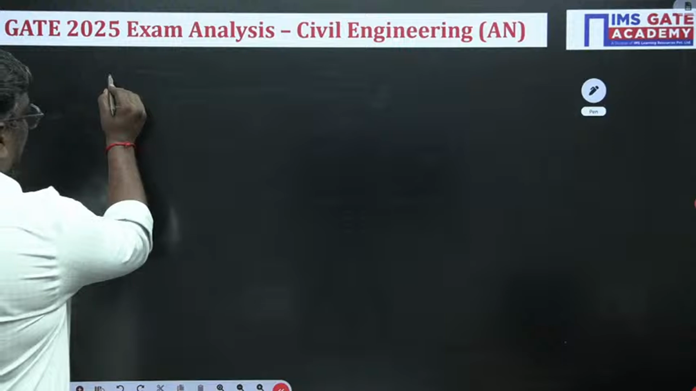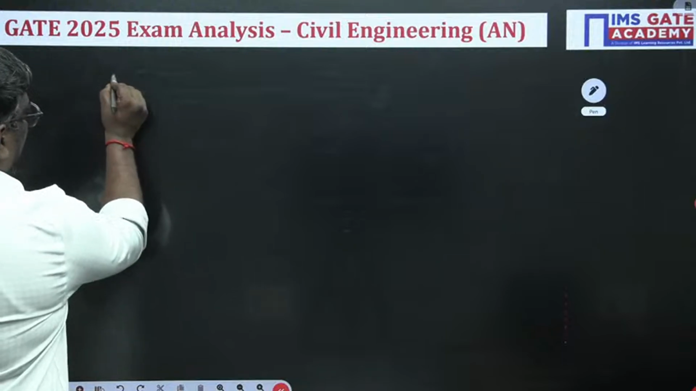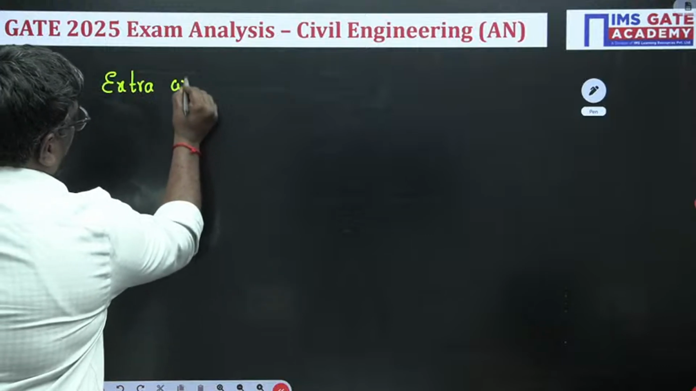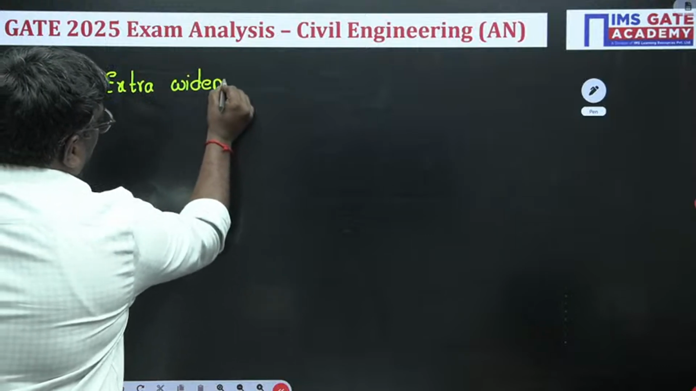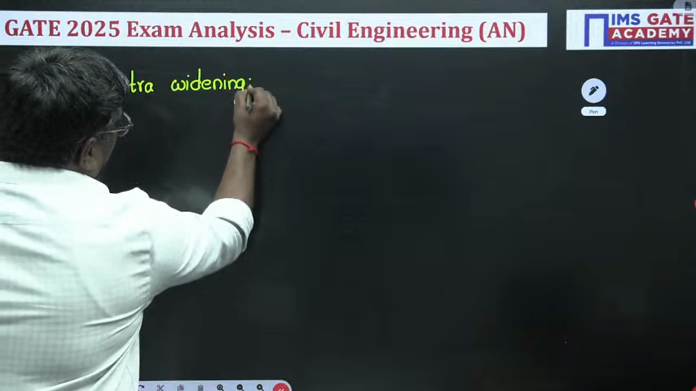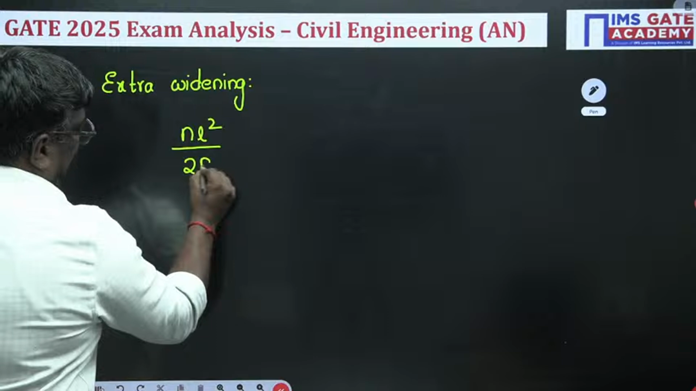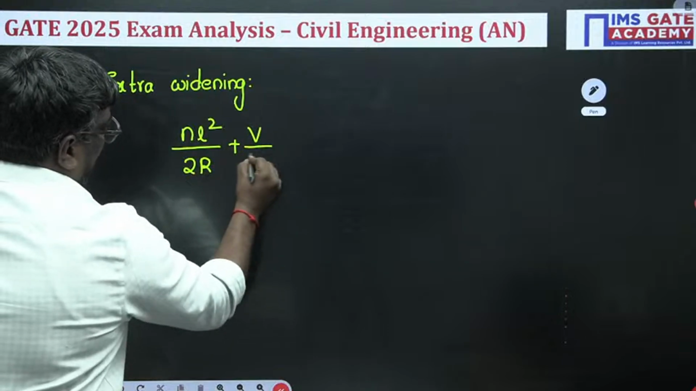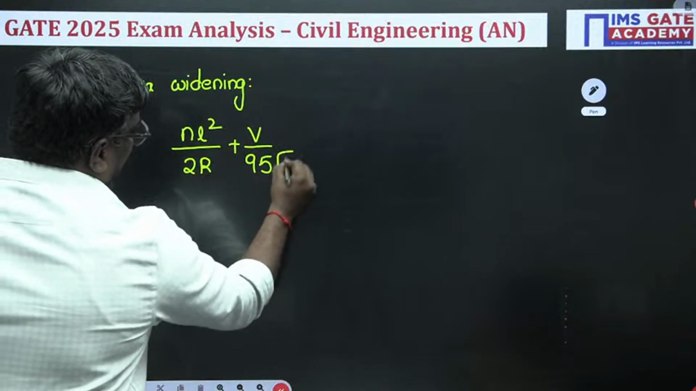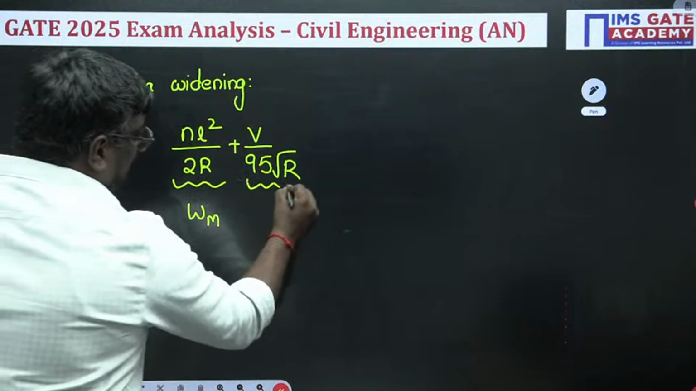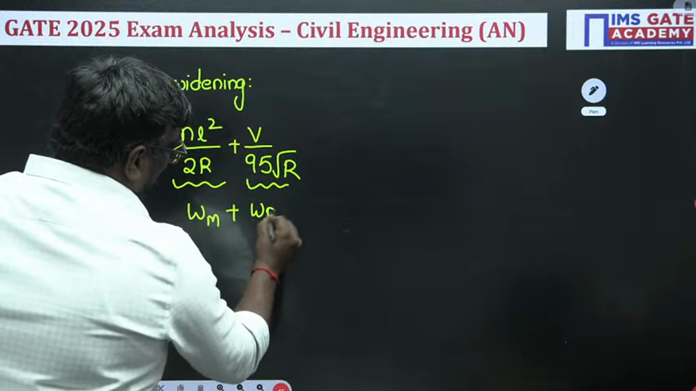Now they have given another question, which is extra widening. Extra widening is given as nl square by 2R plus V by 9.5 root R. You might have studied this. This is the mechanical widening and this is the psychological widening.